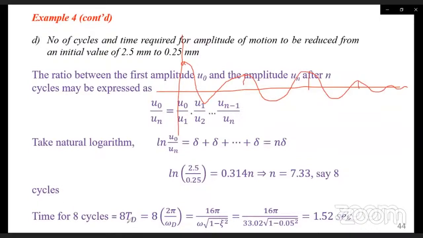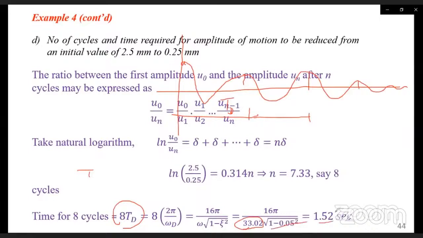And what is the time for these 8 cycles? Remember, we are talking of the damping period, TD. So you have 8 TDs. And we know TD is equal to 2 pi over omega d. Omega d is equal to omega times the root of 1 minus xi squared. And we already calculated what the undamped frequency was.